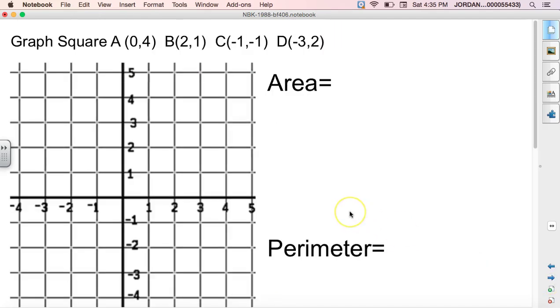Okay, now let's look at one that's not so easy. On this one, we're not given the square, we're just given points, so we need to graph them first to determine where our square is going to be. So we've got 0, 4, then 2, 1: we go over 2, up 1. Negative 1, negative 1: we go left 1 and down 1. And then negative 3, positive 2, right there. If we connect these, doing my best to make straight lines, you can see that this forms a square.